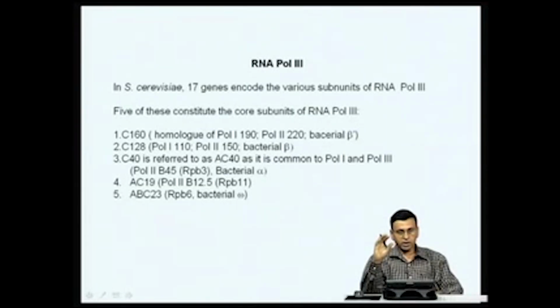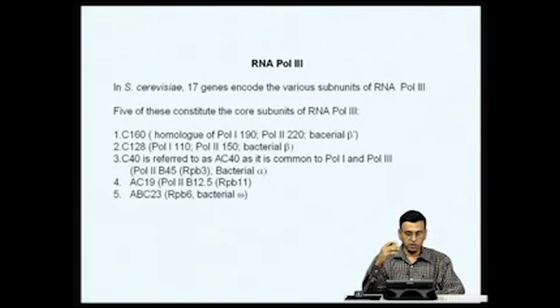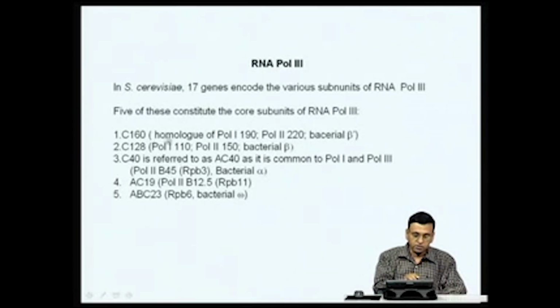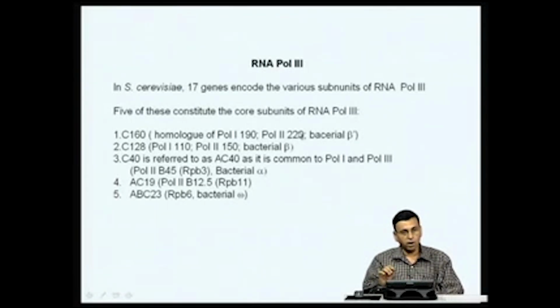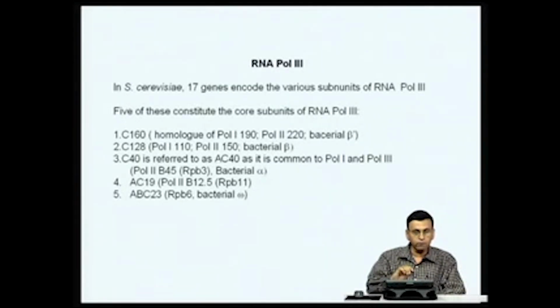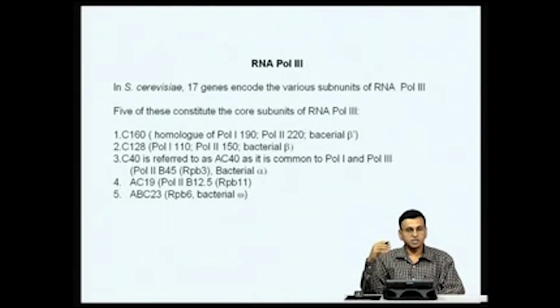RNA polymerase III, as we have seen in the case of Pol I or Pol II, is also a multi-subunit complex, and in fact there are about 17 genes which code the various subunits of RNA polymerase III. So it is a huge protein complex of at least 17 different subunits. Of these 17 subunits, 5 constitute the core subunits of RNA polymerase III. Most of these core subunits have homologs in both Pol I and Pol II.